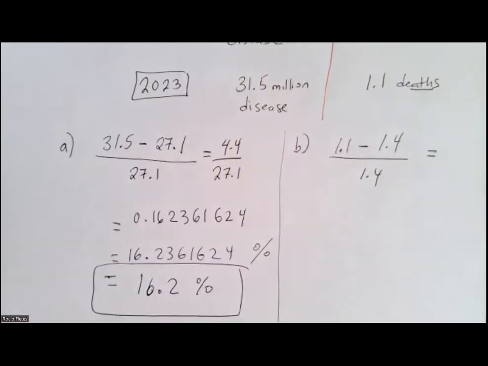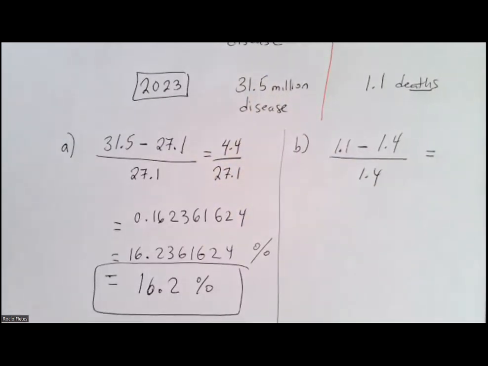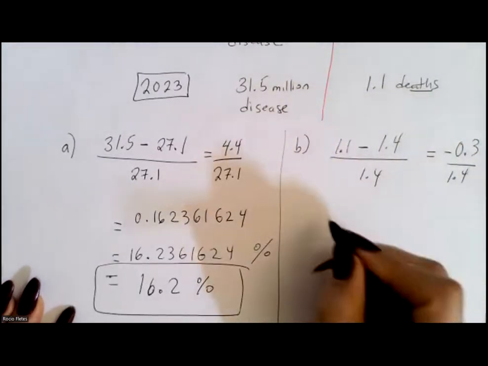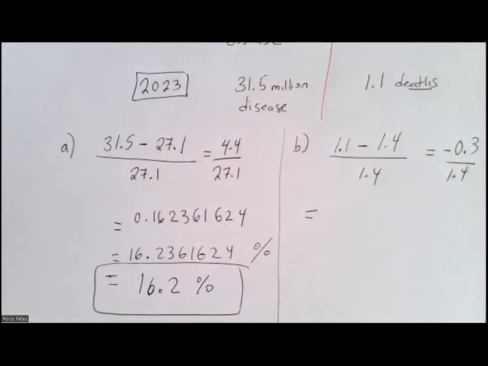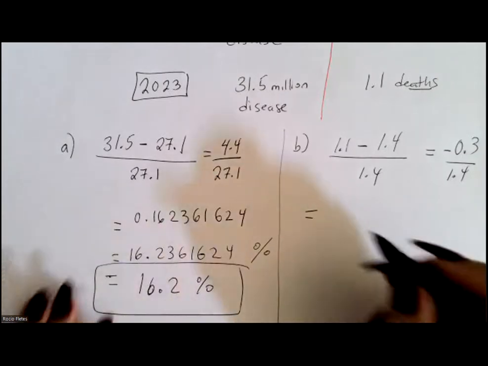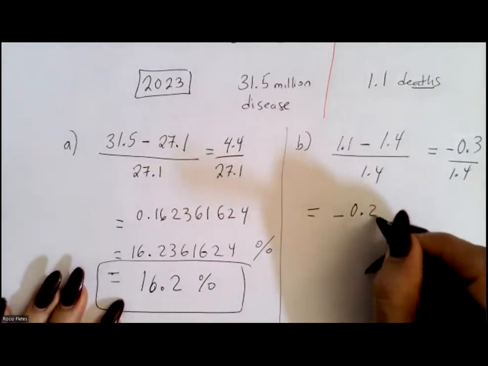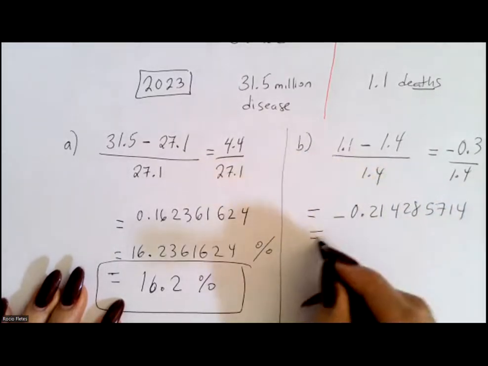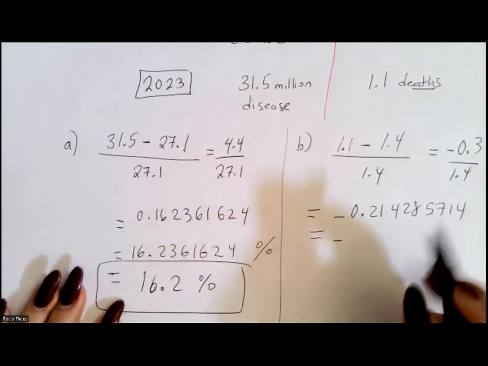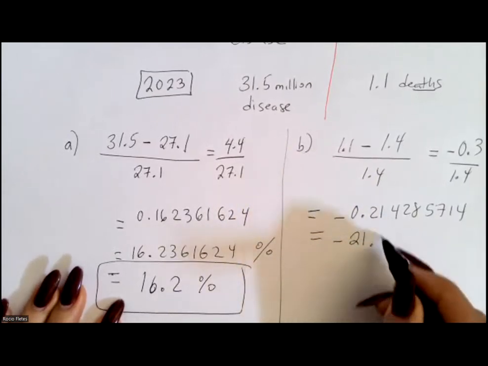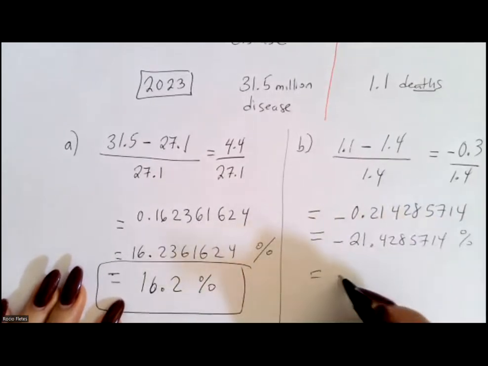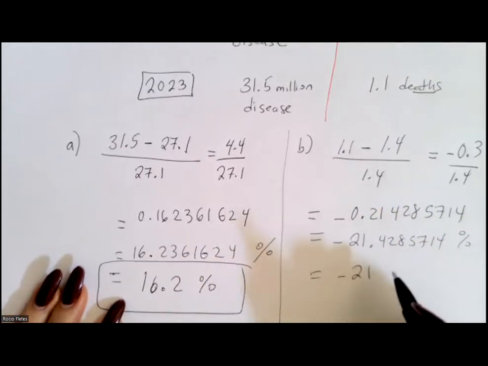Now let's see what happened to the number of deaths. 1.1 minus 1.4 is negative 0.3, divided by 1.4. So it went down. This is in decimal form. Now multiply by 100, and this becomes negative 21.4285714%. Then we round to the nearest tenth.